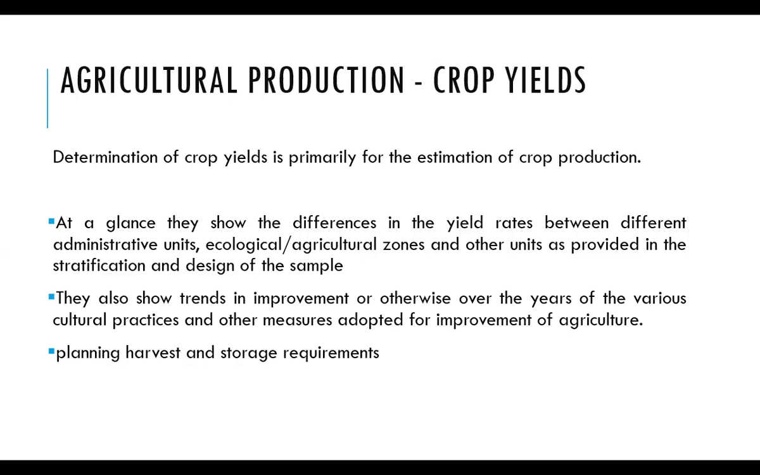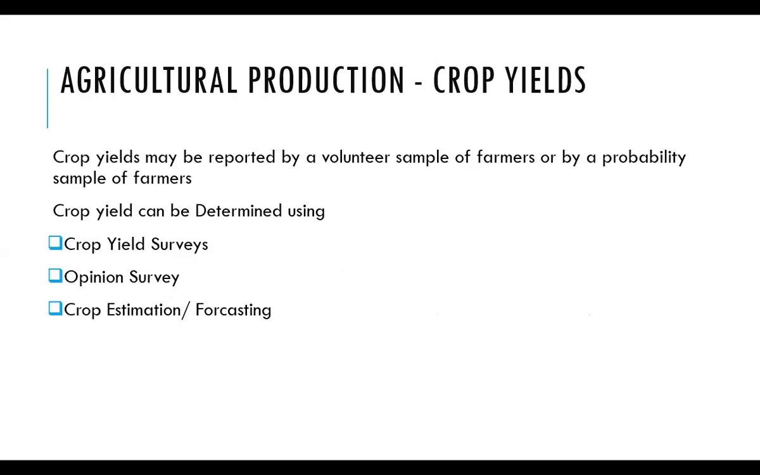We said determination of yields is primarily for estimation of crop production. And then we did mention the uses of it, that it is required for storage, for planning, for comparison of performances across provincial levels, and to also determine the performance of measures that are put in place by the government within the agri sector.